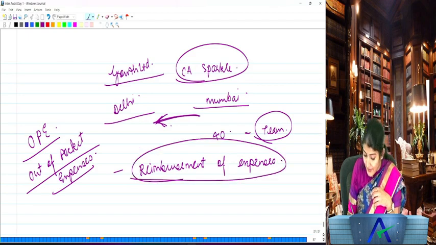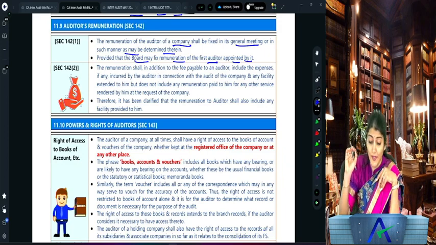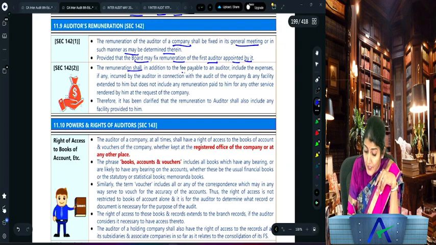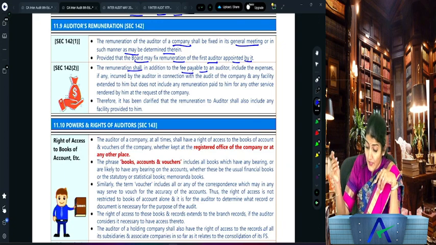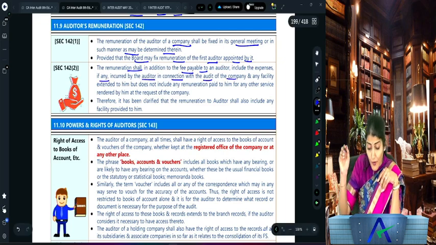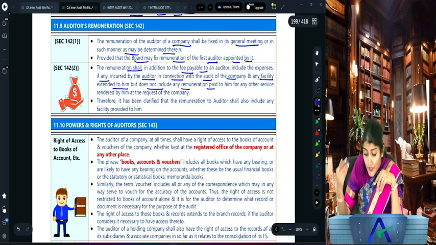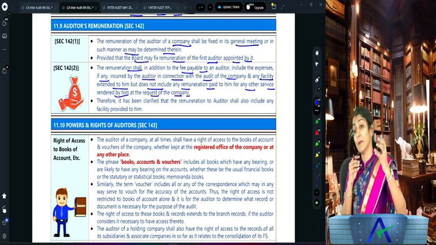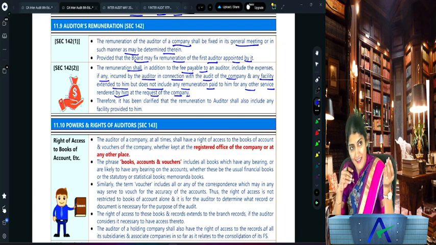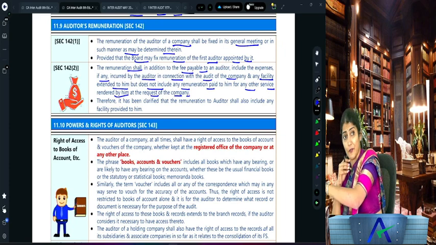So all these facilities which are provided to the auditor. What does it say? The remuneration shall, in addition to the fee payable to an auditor, include the expenses, if any, incurred by the auditor in connection with the audit of the company, and any facility extended to him, but does not include any remuneration paid to him for any other service rendered at the request of the company. So the company requested me that you also do our tax audit. Is that included in the auditor remuneration? No. That we will charge extra. Say for statutory audit we are charging 50 lakh, tax audit we will charge 10 lakh. So that will be extra.